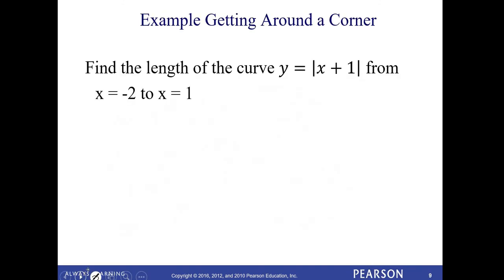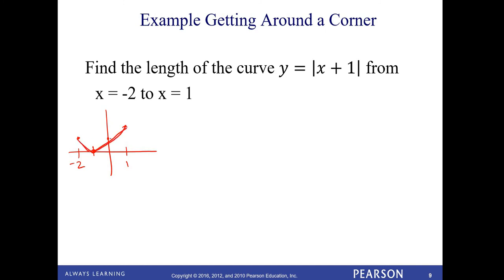Okay, the other thing we have to look for is getting around a corner. So let's look at this curve. This curve is the absolute value of x plus 1 from -2 to 1. This is an absolute value that has shifted to the left 1 unit. At -2, it equals 1. At 0, it equals 1. At 1, it equals 2.